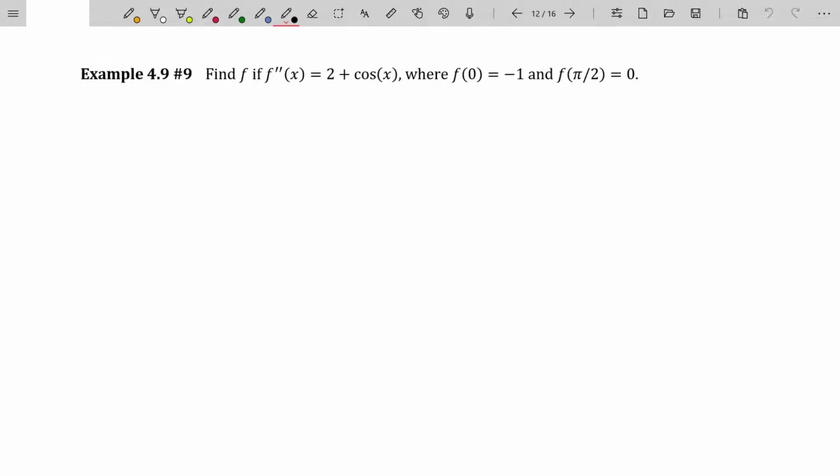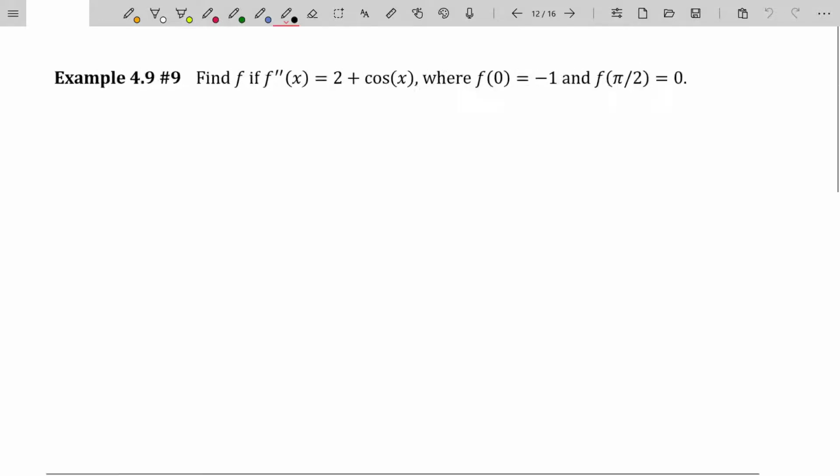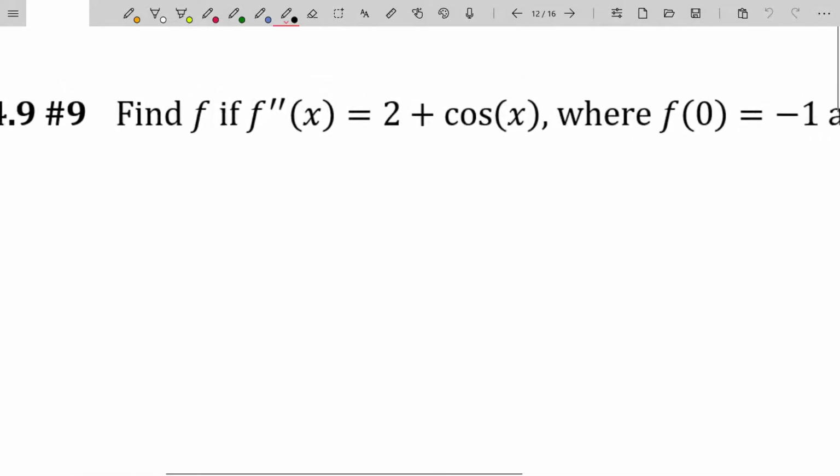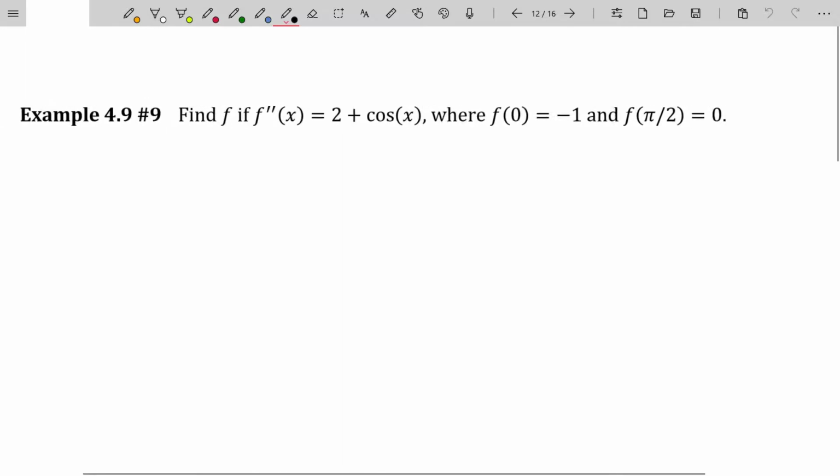So suppose that instead of just handing us the second derivative and saying, what's the function, they instead say, here's the second derivative, f double prime is equal to 2 plus the cosine of x. But then they give us a couple more pieces of information. For every piece of information, we'll be able to lock down one of those constants. Now, I shouldn't say that's always true because it's not always true, but in the cases that we're going to deal with for right now, that is going to be true.